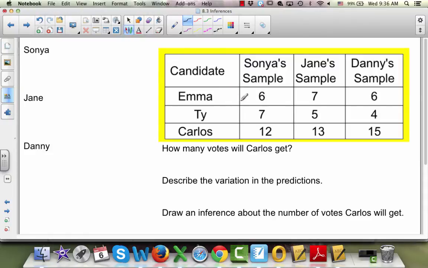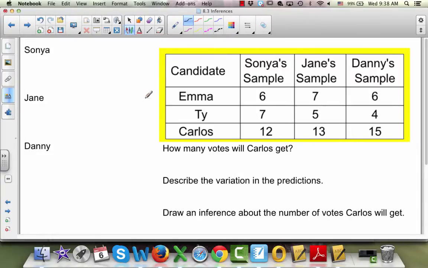In Sonia's sample, Emma got 6 votes, Ty got 7 votes, and Carlos got 12 votes. Well, in Jane's sample, it was a little bit different, and in Danny's sample, it was a little bit different. We want to infer how many votes will Carlos get. All right, let's take Sonia's sample. In Sonia's sample, Carlos gets 12 votes out of 25. So we come over here and we put 12 over 25. And what we want to know is how many votes will Carlos get out of the whole population of 360? He got 12 out of 25 in the sample, so how many out of 360 will he get?